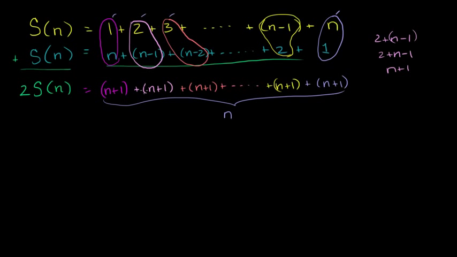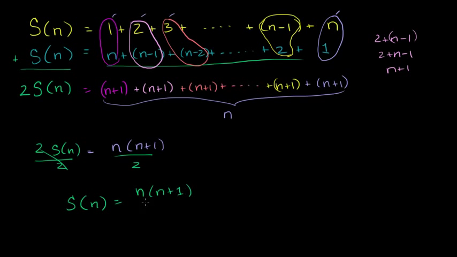So if you add something to itself n times, or if you have something n times right over here, this is exactly equivalent to n times n plus 1. So 2 times that sum, 2 times the sum of all of the positive integers up to and including n is going to be equal to n times n plus 1. So if you divide both sides by 2, we get an expression for the sum. So the sum of all of the positive integers up to and including n is going to be equal to n times n plus 1 over 2.